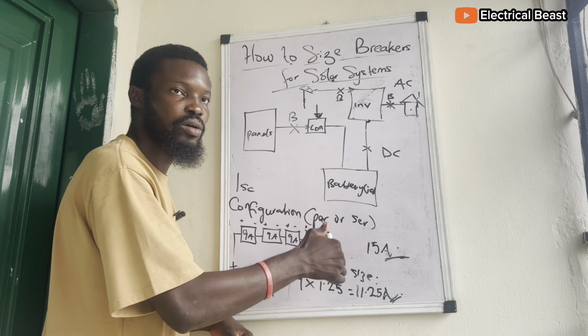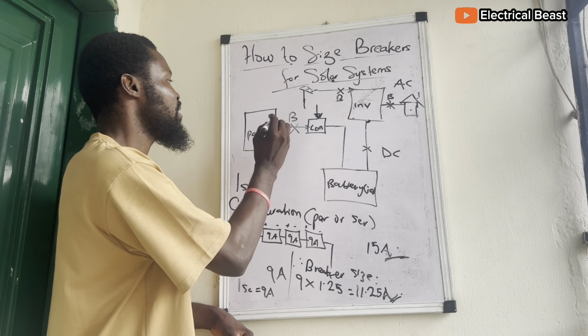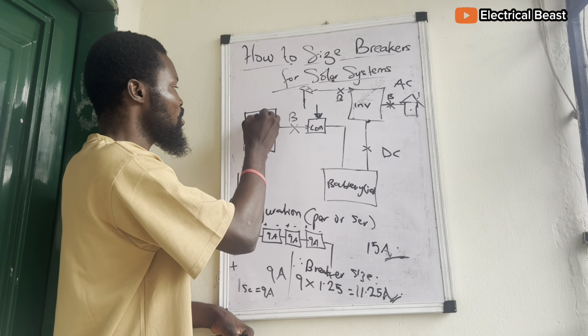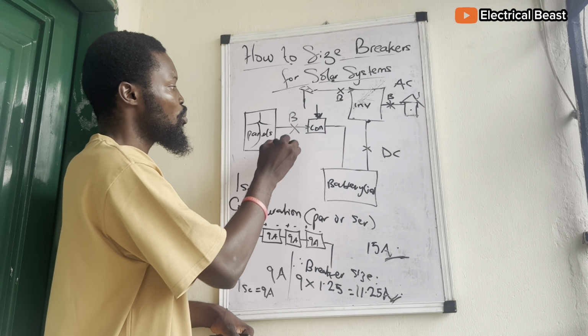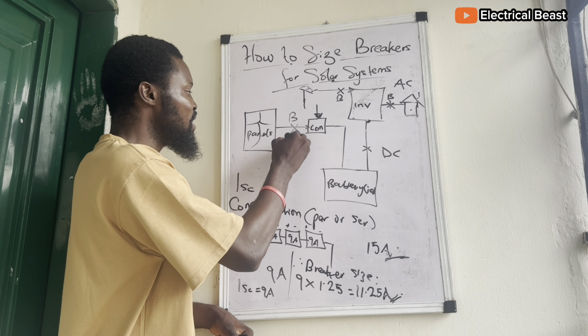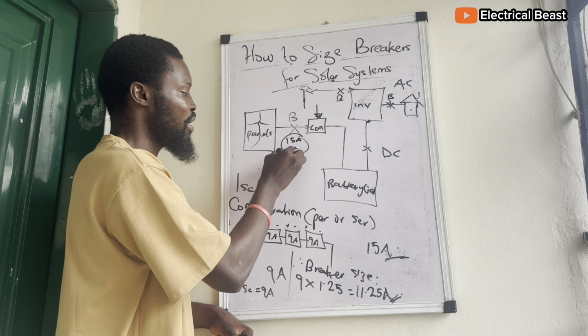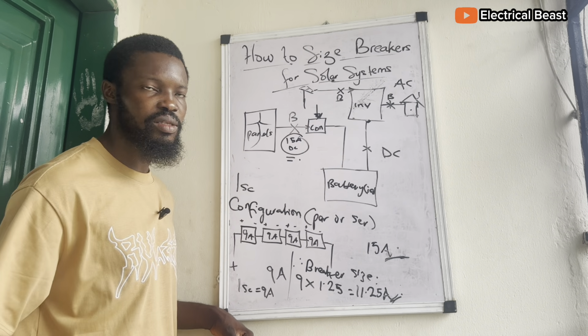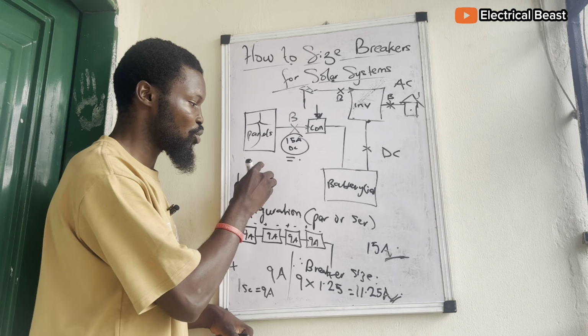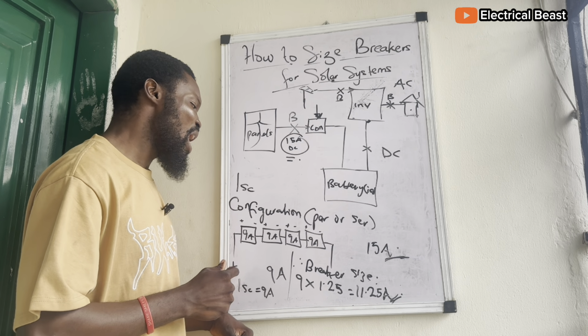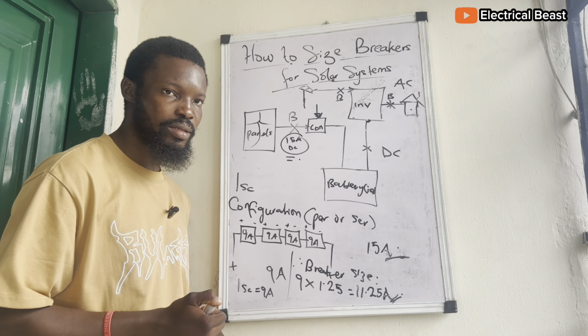15 amps breaker would do. So at this point, when you connect 4 panels in series, according to that configuration, put a 15 amps DC breaker right here as a DC breaker to do. Okay? How about if you connect them in parallel?